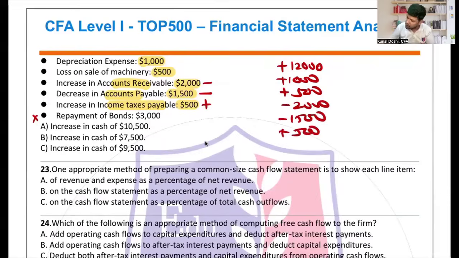Trust me, if you do it this way, I wish I could say it openly without any violation. That perfect method I have. Unfortunately I can't say. CFA Institute says don't exaggerate. So I'm controlling myself. 12,000 plus 1000 plus 500 minus 3500 plus 500 is 10,500. I can't say it, but my students can say it if they really like it.